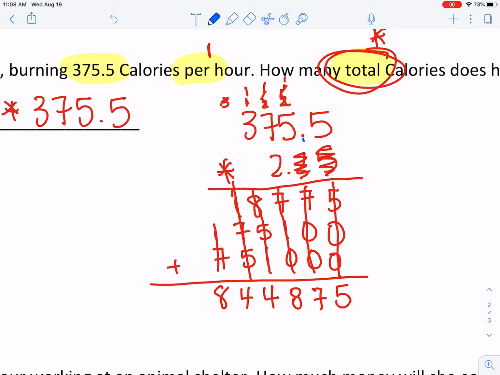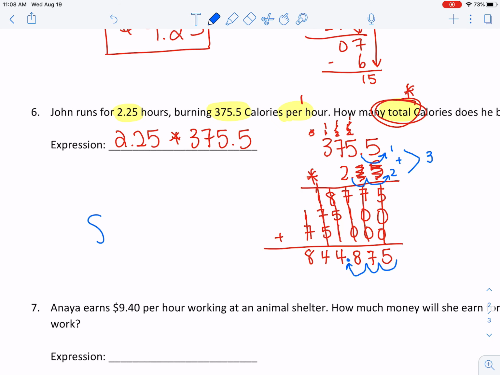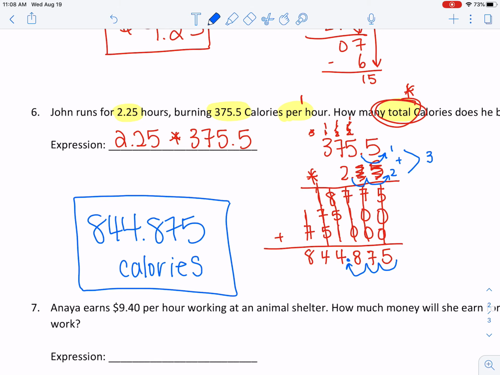and we have to go to the original problem. It's 1 away from the last decimal point, and then 2 away from the left. So if you add those, it gives you 3 decimal places going to the left. So 1, 2, 3, our decimal point goes right there. So our final answer, if we rewrite it, is going to be 844.875. So this would be in the units of calories. And we don't have to worry about negatives or positives.